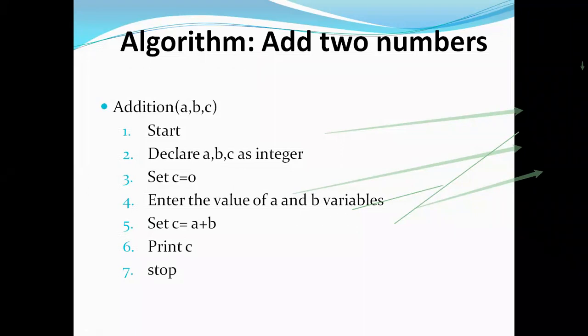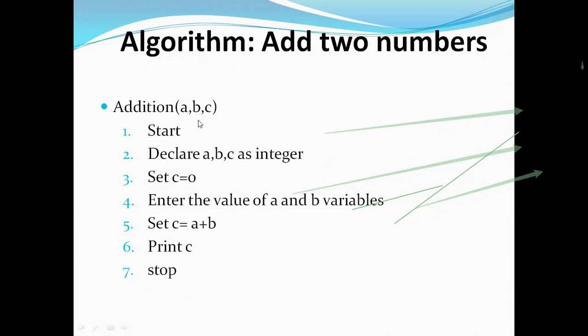So when we run the algorithm, the user can enter any value of A, which must be an integer, and any value of B, which must be an integer. Whatever value the user enters, set C equal to A plus B. So whatever value the user has entered is added and stored in C, and then print C. After addition of the two numbers, whatever value is stored in C is now printed on screen, and finally we say stop.